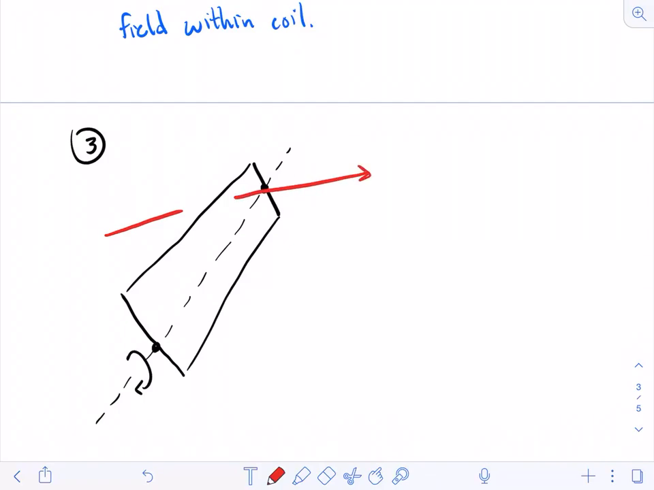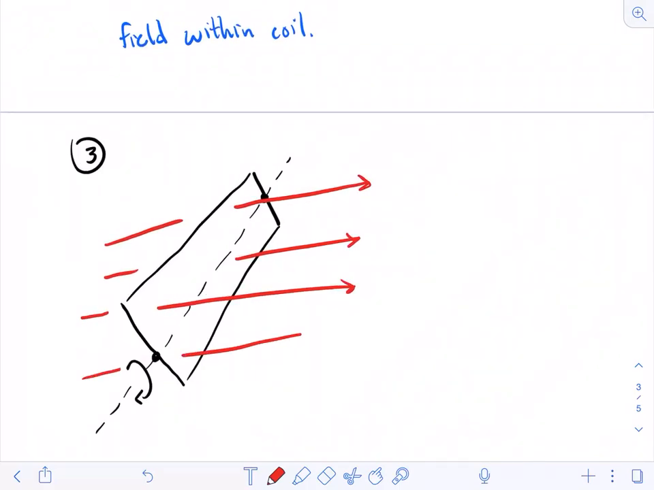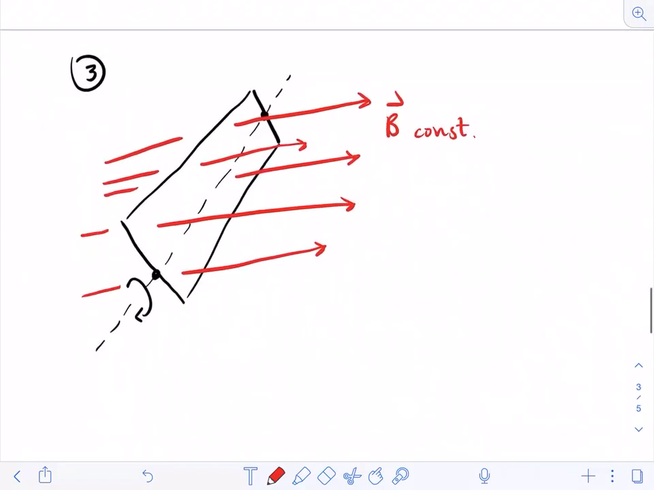And so we're going to have a magnetic field that passes through this loop, and it looks something like this. Okay, so this is B, and we'll assume that that's a constant magnetic field, and for that matter, we could assume also that it is a uniform magnetic field.